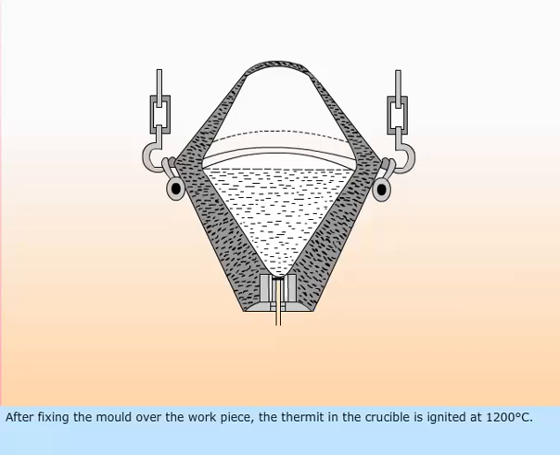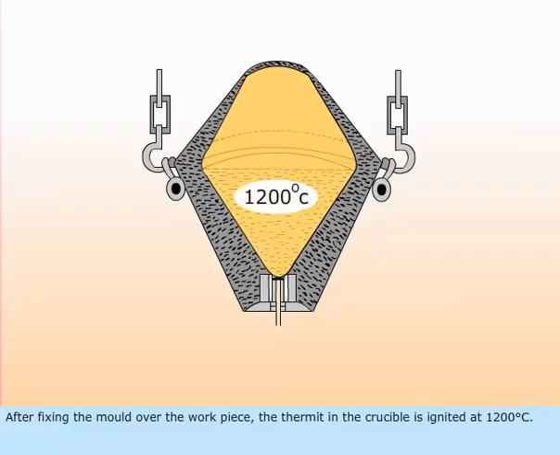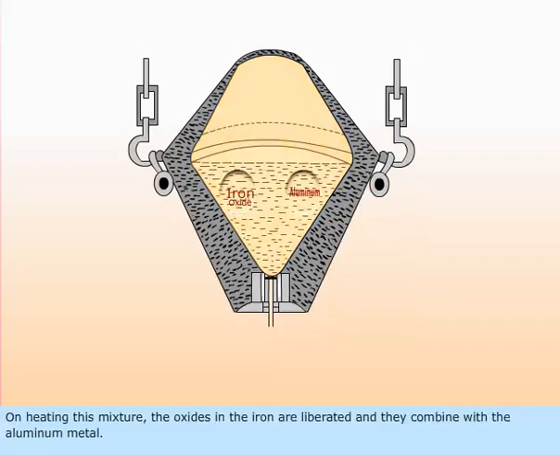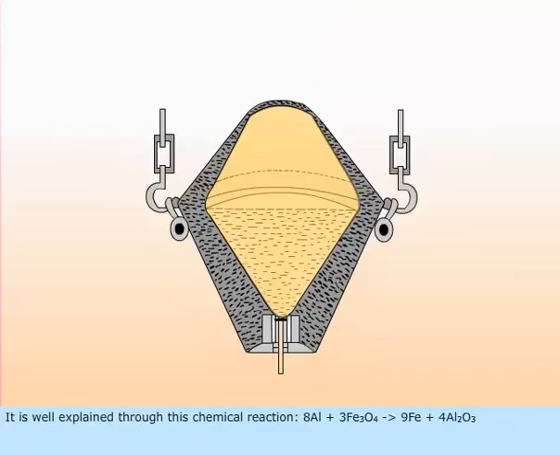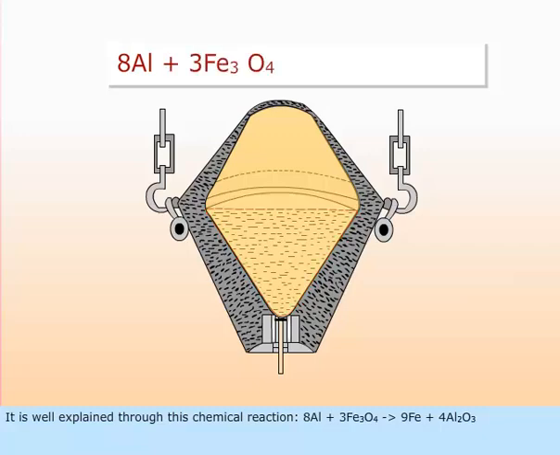After fixing the mold over the workpiece, the thermite in the crucible is ignited at 1200 degrees Celsius. On heating this mixture, the oxides in the iron are liberated, and they combine with the aluminum metal. It is well explained through this chemical reaction. 8Al plus 3Fe3O4 turns into 9Fe plus 4Al2O3.